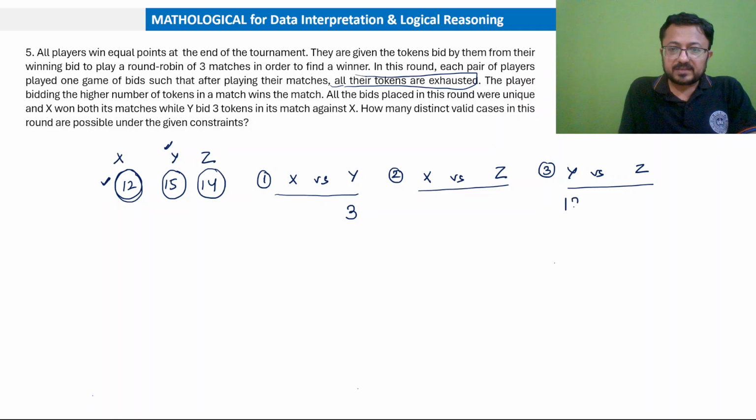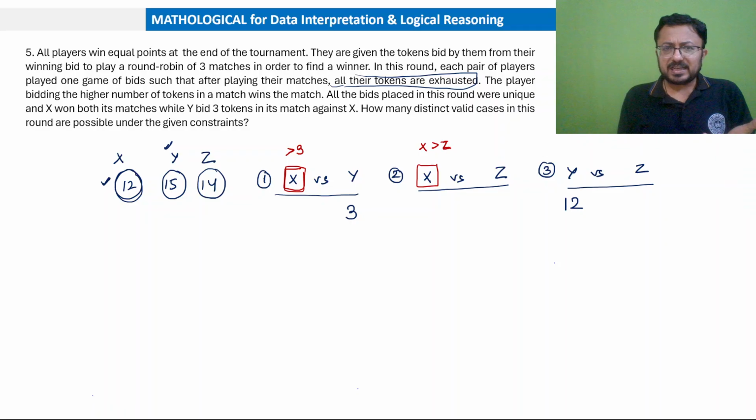और हमें दो मैचेस का रिजल्ट तो पता ही है कि X वर्सेस Y में X has won, which implies that X must have bid more than 3 tokens, greater than 3 tokens, and X versus Z में also X has won. X must have bid more than tokens bid by Z. Y वर्सेस Z में कुछ भी आउटकम हो सकता है, Y कैन विन और Z कैन विन, और हमें टोटल केसेस फाइंड आउट करने हैं, कितने ऐसे केसेस हम फ्रेम कर सकते हैं विद दीज कंडीशंस.